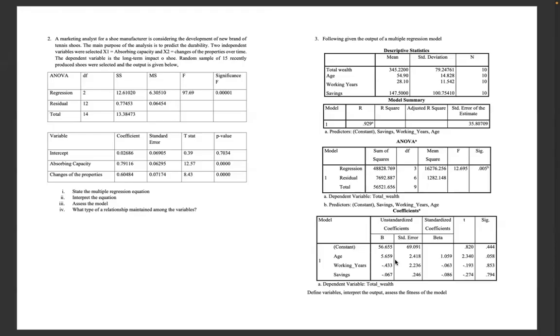Always we should interpret all, right? Yes, we should interpret all. See, they have mentioned to interpret the output. Then we have to assess the fitness of the model as well. So the assessment part also needs to be written. It can be from the R squared value, or else from the p-value. Either from any of these ones you should be able to write it.